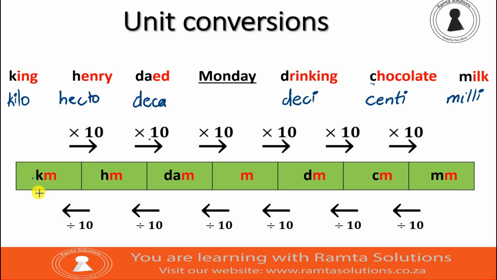The same applies to when you're using kilograms, grams, centigrams, milligrams, milliliters, kiloliters, and so on. It does not change. Remember, the scale is to help you see that this M here can change. Basically, it varies from meter, liter, and gram.